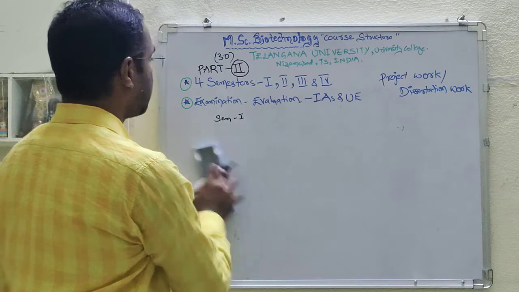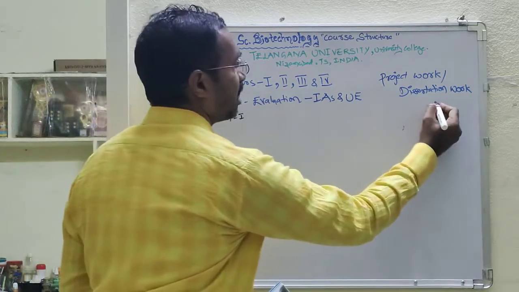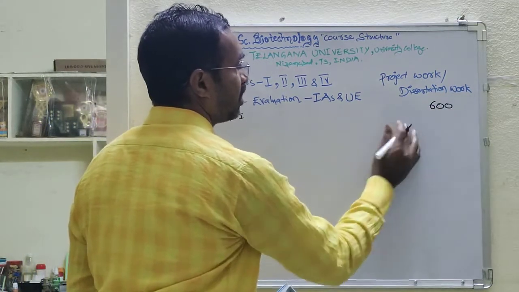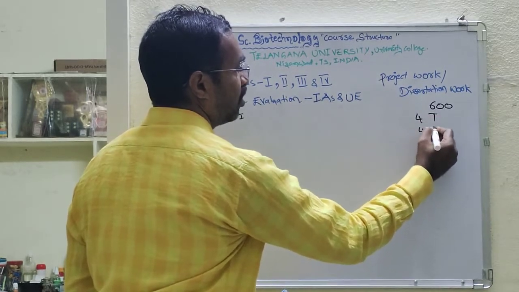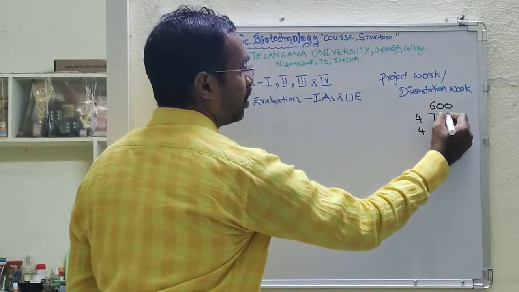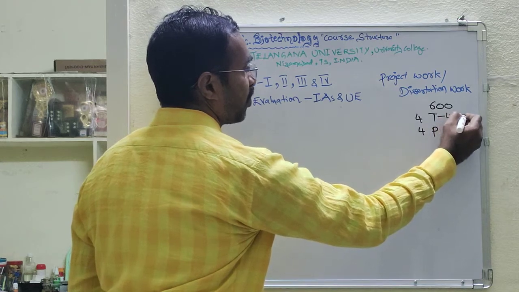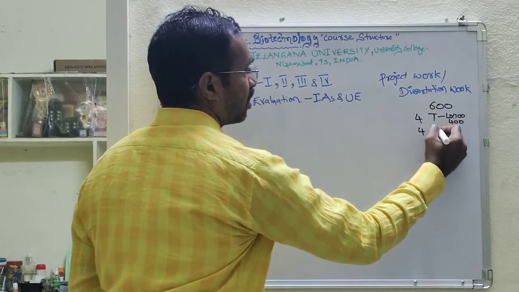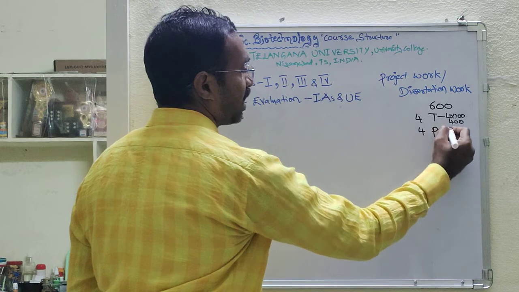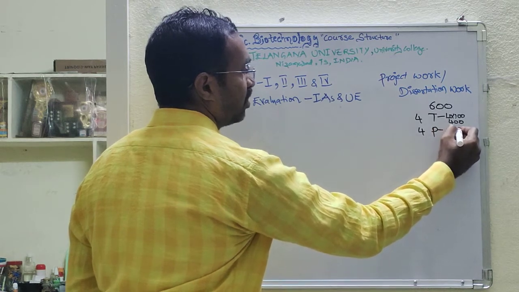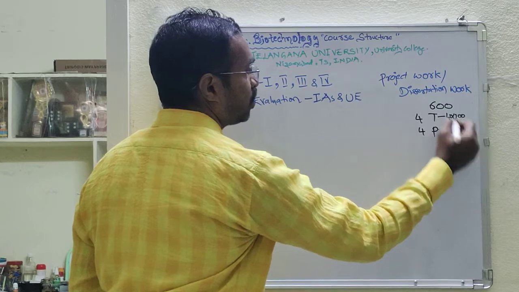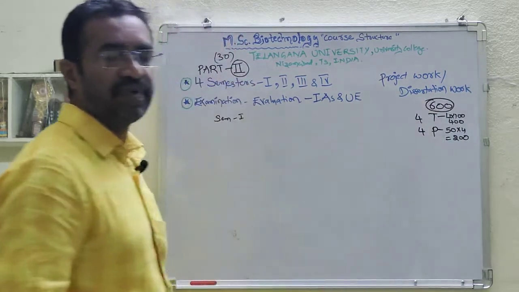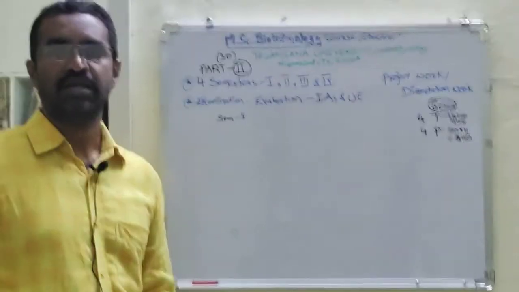So the first semester marks are 600. How many? 600. Why? Because 4 theory and 4 practicals. So 4 into 100, 400, and 4 practicals. Each practical is having 50 marks. 50 into 4 is equal to 200. So altogether 600. Sem 1 is having 600 marks.